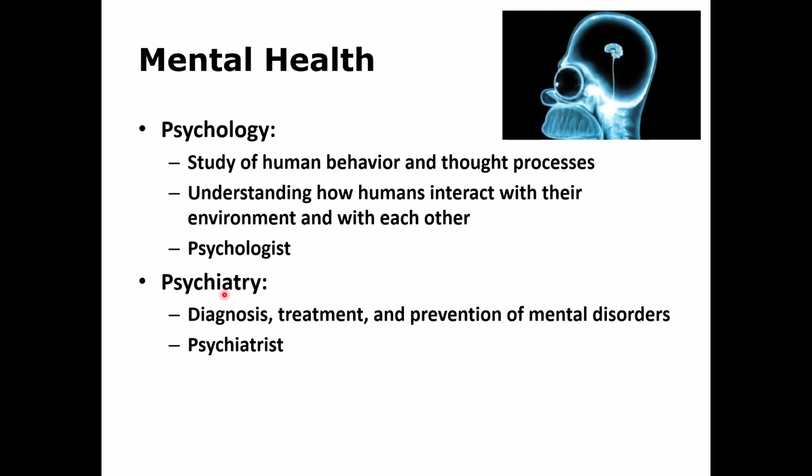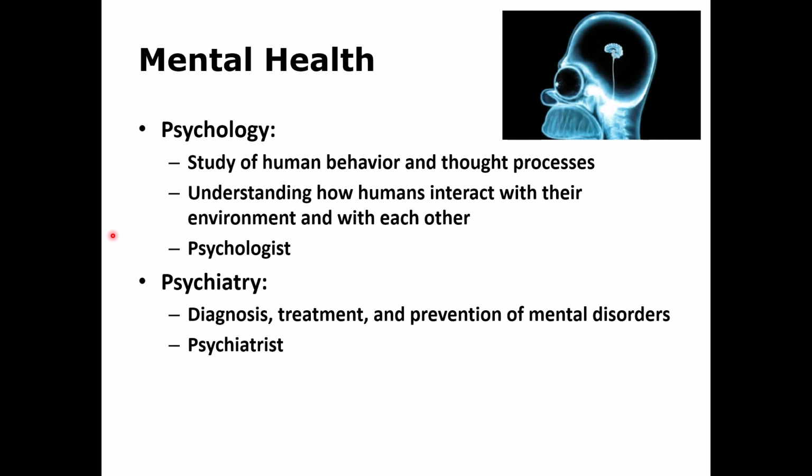Another part of this lecture is the mental health. So there are two different fields that discuss the mental health. One is psychology, the other one is psychiatry. Psychology is important for human behavior and thought processes, and it is evaluating the human interaction with the environment and also with each other. So a person who wants to be a psychologist has to do an undergrad study, and then 6 or 5 years of psychology. So it's a PhD program.